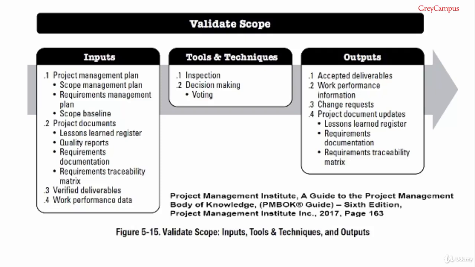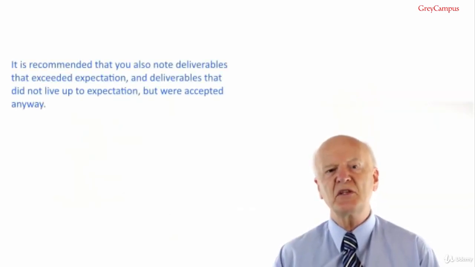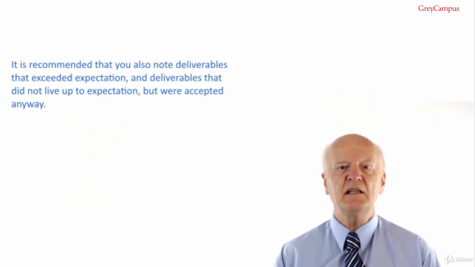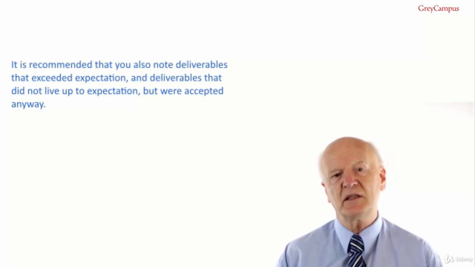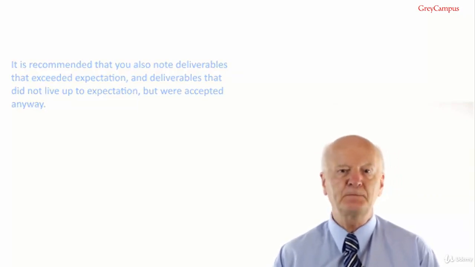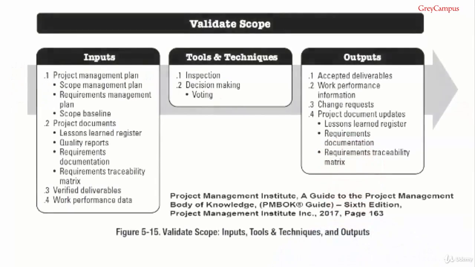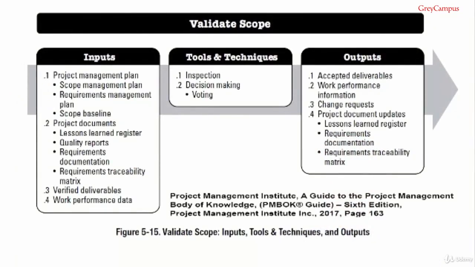Number 4 are the project document updates. The lessons learned register, what worked, what didn't, what could be done better, what problems were encountered and how they could have been avoided. The requirements documentation, this is updated with the actual results of the validation process. It is recommended you also note deliverables that exceeded expectation and deliverables that did not live up to expectation but were accepted anyway. Requirements traceability matrix, we update this with the outcomes and also the methods used for the validate process. And that brings us to the end of validate scope.